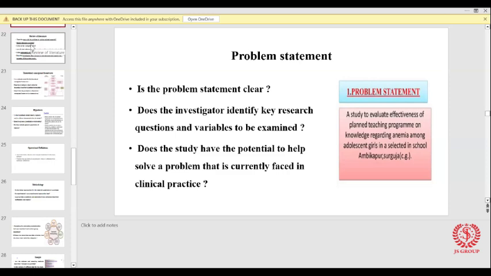Then, does the study have the potential to help or solve a problem that is currently faced in clinical practice? Whatever problem statement is selected by the researcher, whether it is related to a current issue in the professional field. Example, in the Corona period, we used to do research. Everyone did studies related to the PPE kit, how to protect ourselves, how to protect others. So it should be relevant to the profession. These are all the things we should be clear about. Next slide, please.